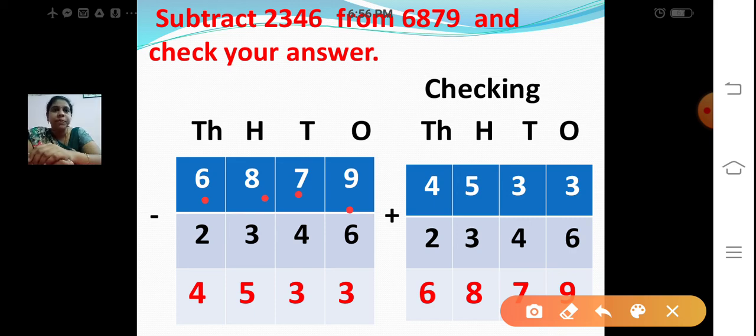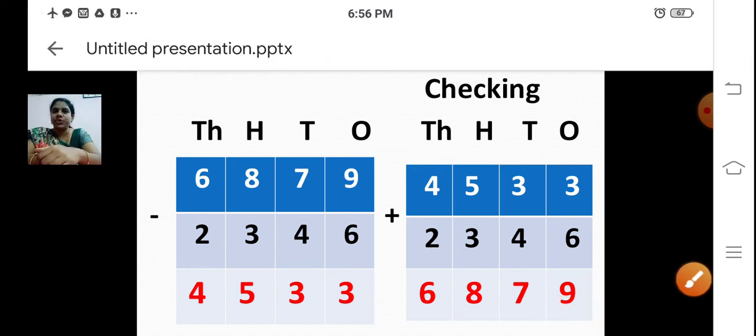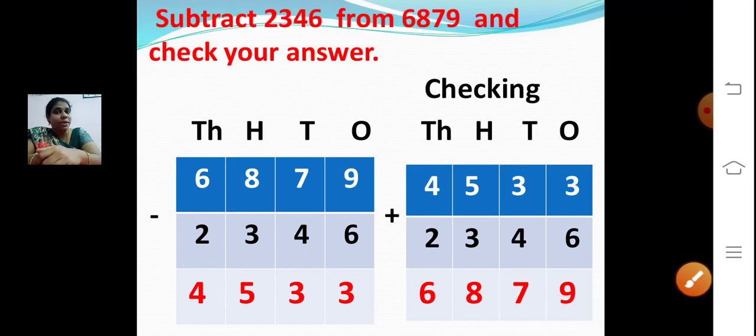Now take the subtrahend, 2346: 6 in the ones place, 4 in the tens place, 3 in the hundreds place and 2 in the thousands place. Let's subtract these two numbers now. So to do subtraction, we first start from the ones place, right? So let's subtract the ones place now.